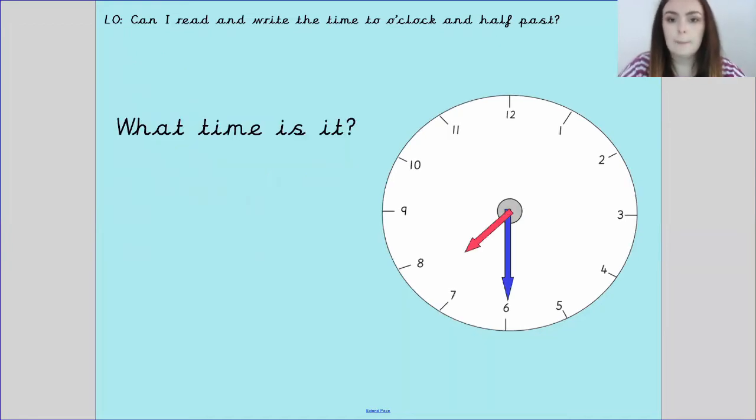Have a look here. What time is the clock showing? Have a look at where your long hand is pointing and where your short hand is pointing.